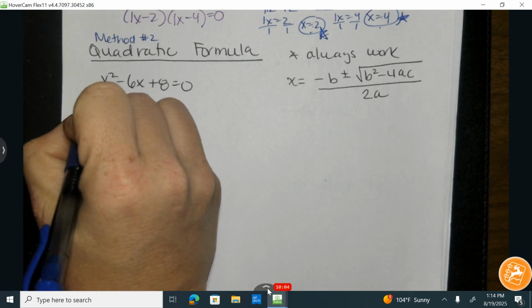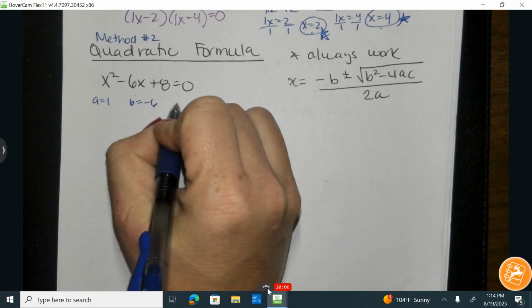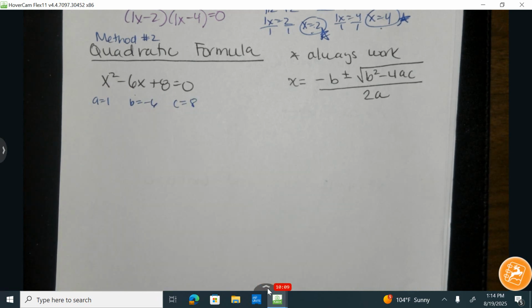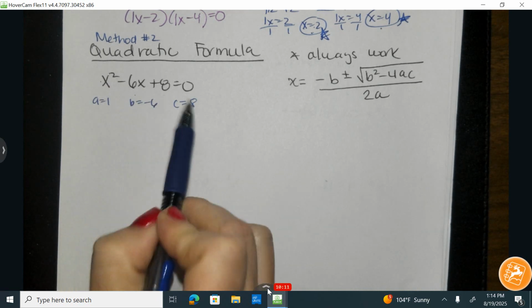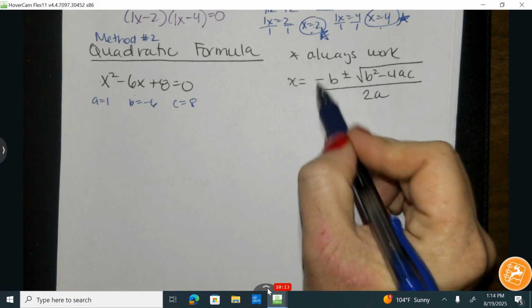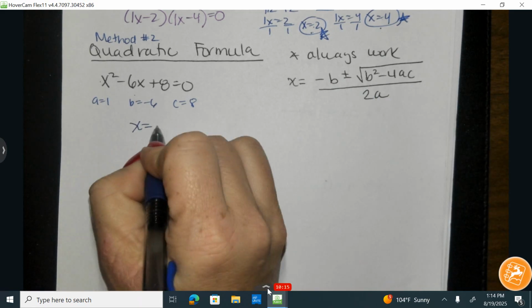What do we do first? We first identify what is the A, what is the B, and what is the C. A common mistake is students forget to bring down the symbols, so +1, -6, and +8. Then I'm literally going to drop them into this equation, which you will have to have memorized.